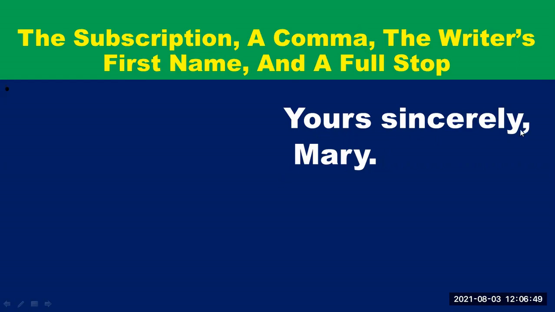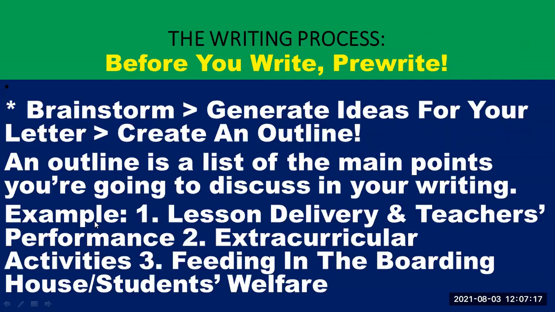The last feature will be your first name. If your name is Mary, for example, you simply write Mary and put a full stop. If your name is Mark, you simply write Mark and put a full stop. That is the end. And so these are the features of an informal letter. Now, we are going to explain how to write an informal letter. Just like every other meaningful piece of writing, you need to brainstorm, generate ideas for your writing, and create an outline. These things are not difficult.